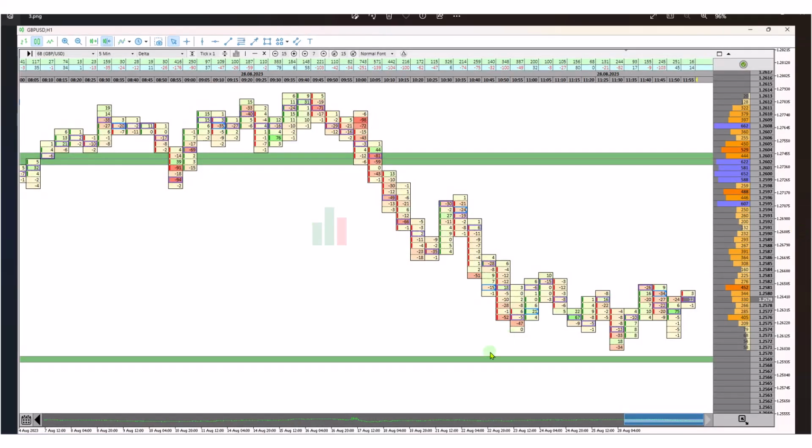Third screen, my right screen, is footprint. Footprint chart set to 5 minute to delta. I have here on the right side also market profile or volume profile. And I mark here OHLC gaps.